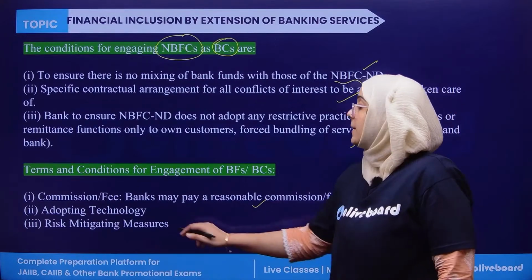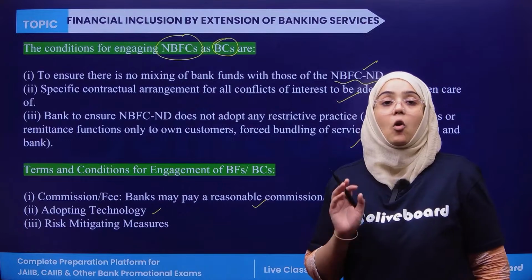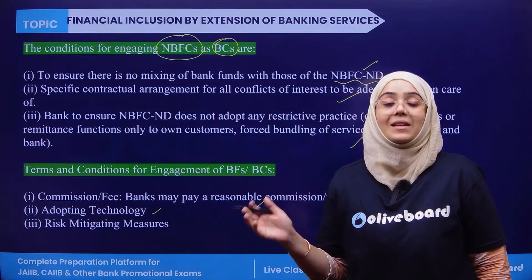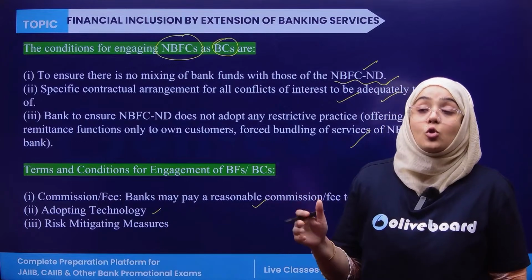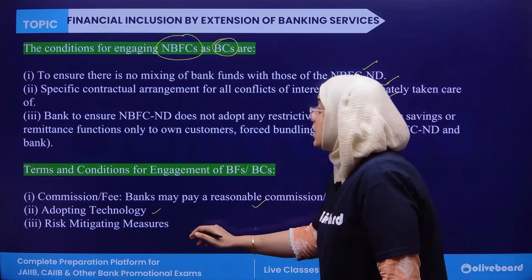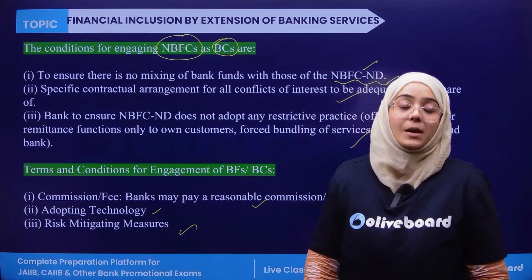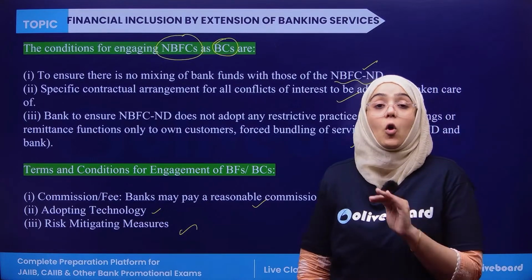There should be adoption of technology also. Bank should provide all types of technology that BCs, meaning business correspondent or business facilitator, want to execute the functions. Third, there should be risk mitigating measures that should be taken to avoid all types of risk.